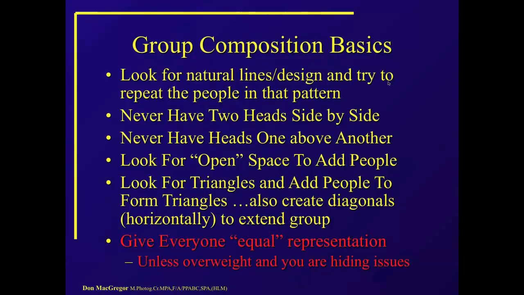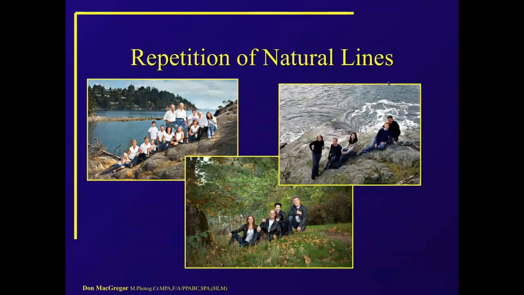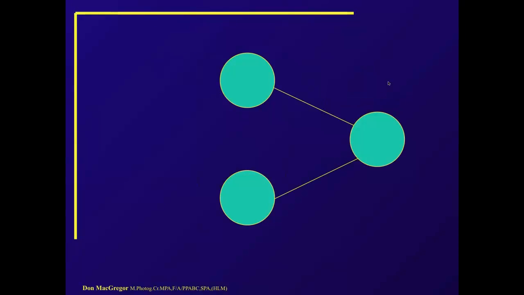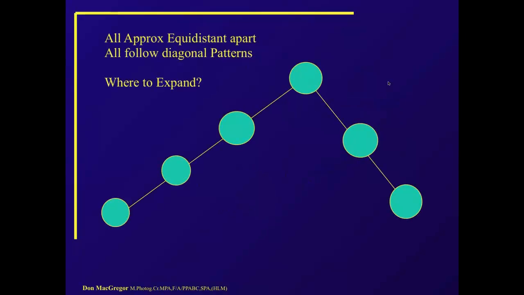Look at the images in here. Look at the natural design that's in the photograph in the upper right. I'm repeating the people of that. The image in the upper left, there's this beautiful rock face on the cliffside. I'm repeating the people of that, and the same with the image in the foreground. There's a nice bank along the pathway there, and I'm repeating the people flowing down that line. No two heads side by side unless you have one here to form a triangle. Allow approximately equidistant for all the people in the photograph. You want the heads roughly the same distance apart. You don't want to have two people tight together, then a big gap, another one tight together, another big gap.